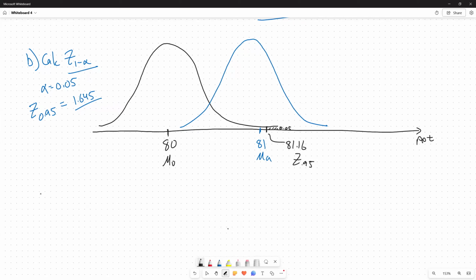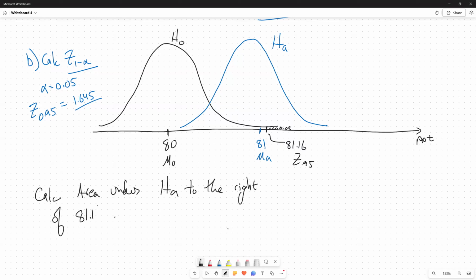Okay, so now we're going to calculate the area under HA. So this is H naught, this is the HA distribution, to the right of 81.16, which is our Z 0.95. That right here will be our 1 minus beta. This is beta, this is 1 minus beta.